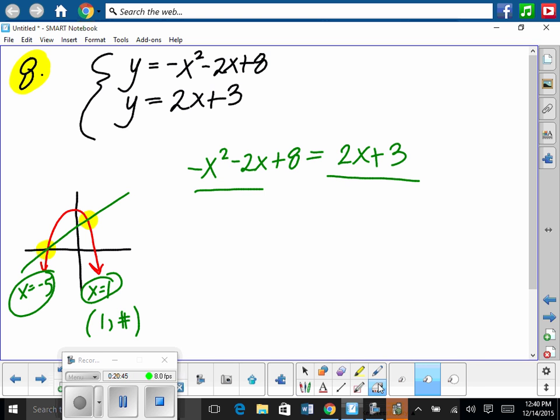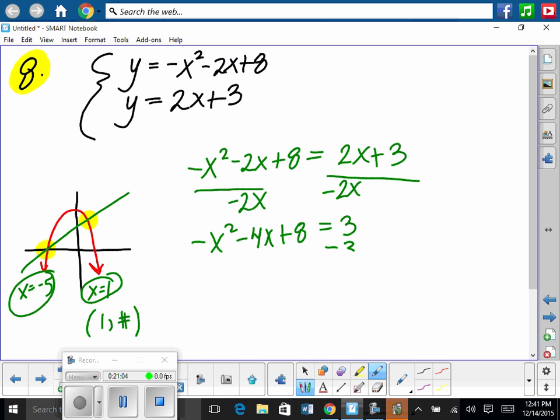I just do it algebraically. So I say, okay, if they're both equal to y, then they're both equal to each other. And then I'm going to just combine my terms. So subtract 2x, subtract 2x. So I have negative x squared minus 4x plus 8 is equal to 3. Then I'm going to bring 3 over, minus 3. So I have negative x squared minus 4x plus 5 is equal to 0.